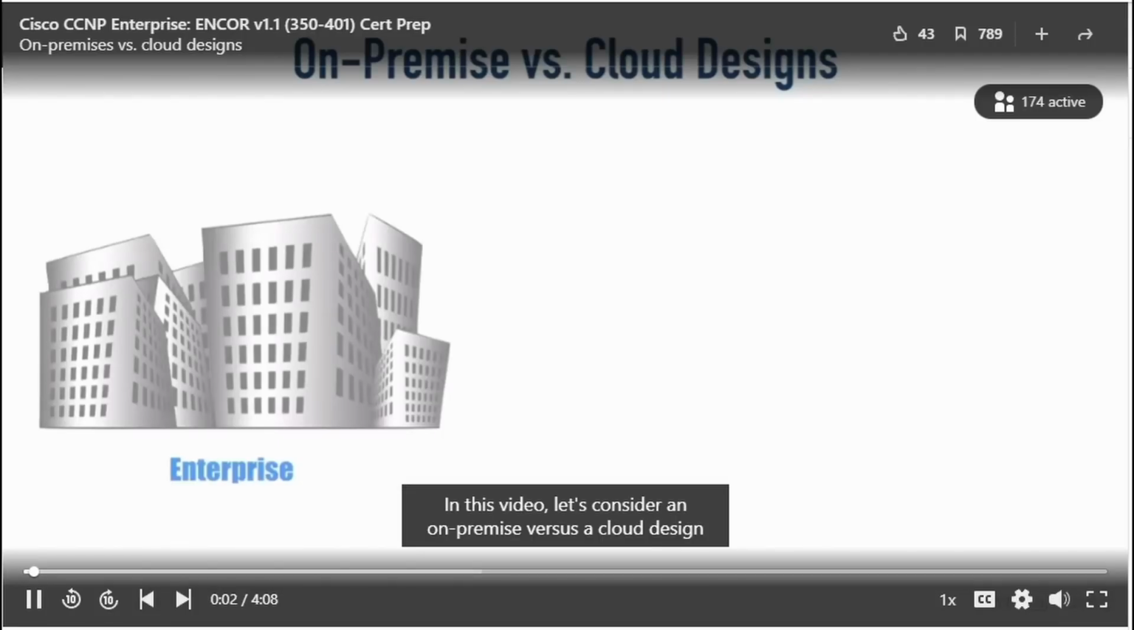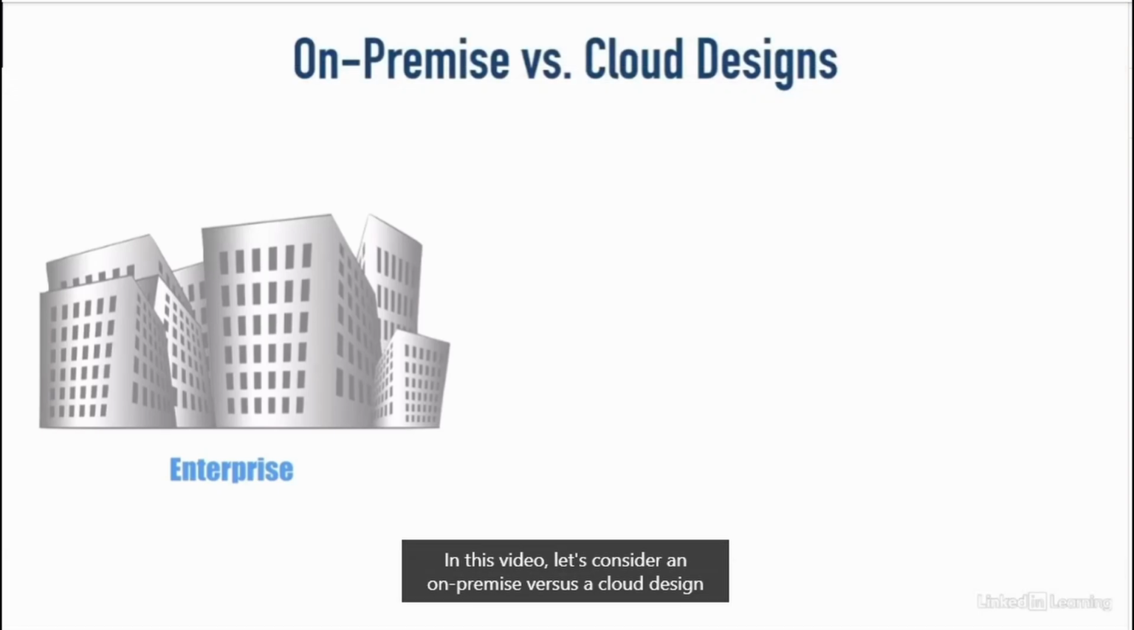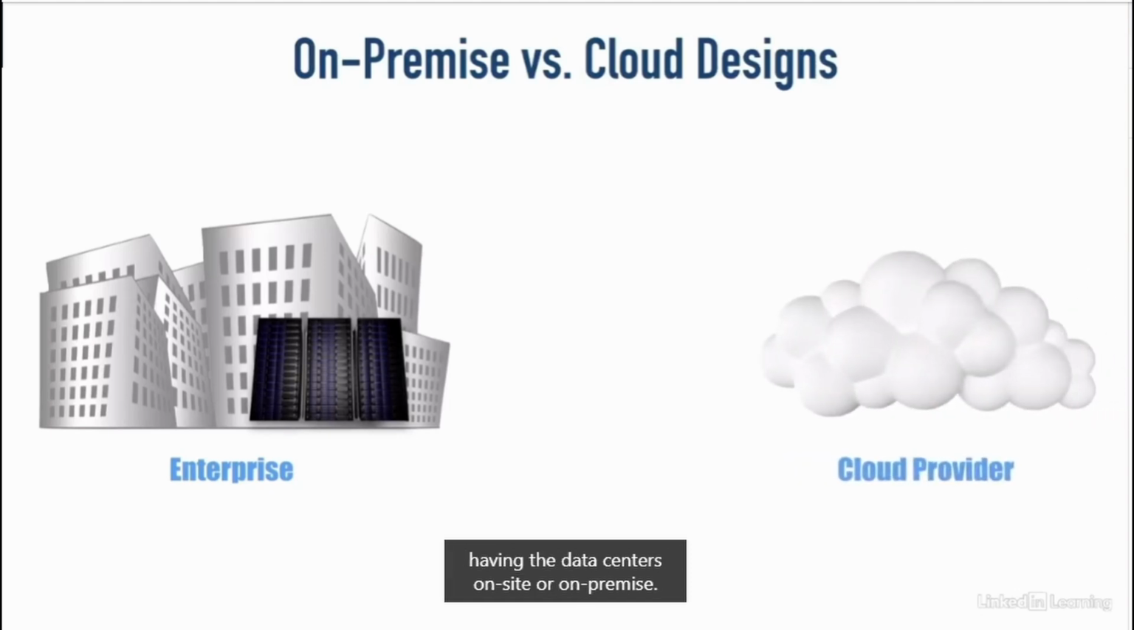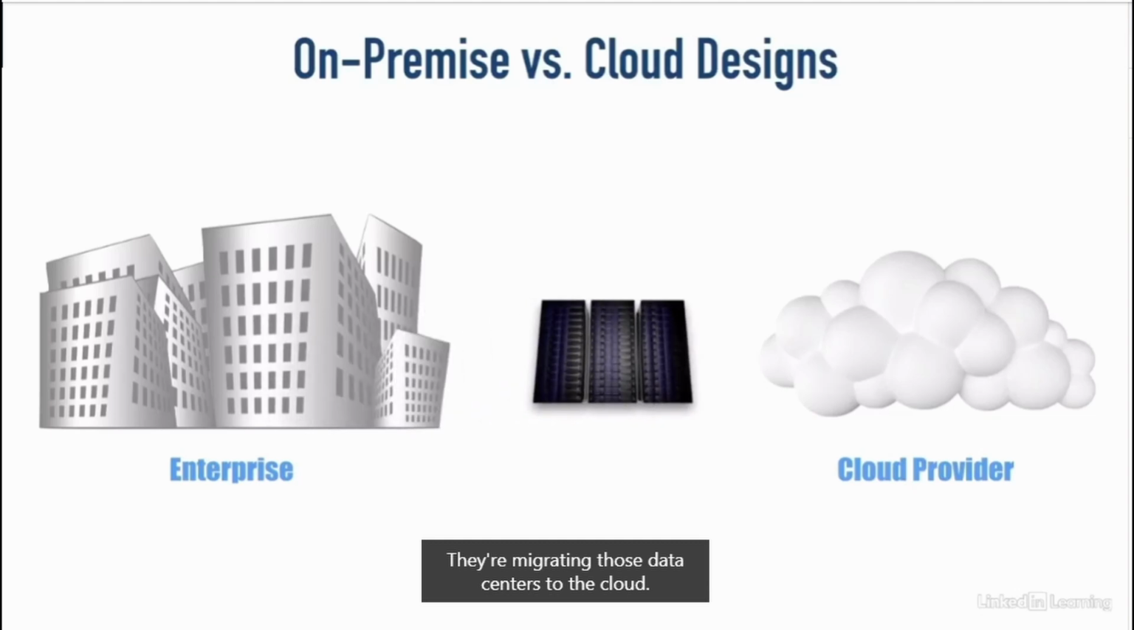In this video, let's consider an on-premise versus a cloud design when it comes to our data centers. For many years, companies have had very large rooms where they've had maybe raised floors with HVAC and lots of power and redundant power and racks of servers. They've stored their data locally. Prior to that, there were server farms. But a lot of companies have internal data centers. However, there's a lot of expense involved in maintaining the power and the servers themselves. So what a lot of enterprises are now doing, they're migrating those data centers from on site, or on premise, to the cloud.